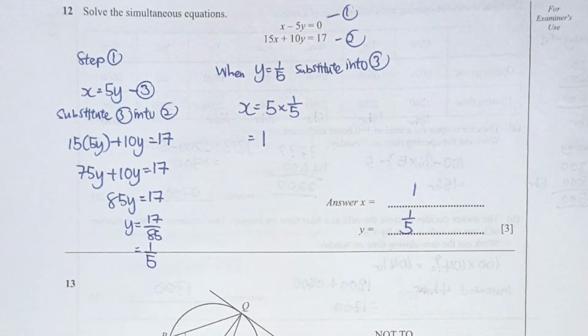Over at question 12, this is a simultaneous equation. So the first step, I change my equation 1 into x equals to 5y, then substitute 3 into 2. Then I get 15 bracket 5y plus 10y equals to 17. Y after the rearrangement will get you 1 over 5, and when y equals to 1 over 5, substitute it back into 3, you will get your x results as 1.